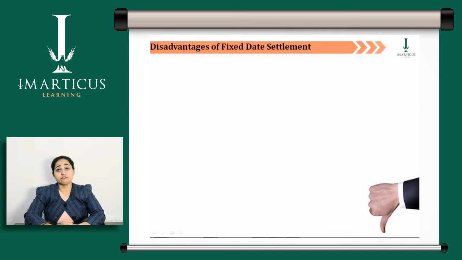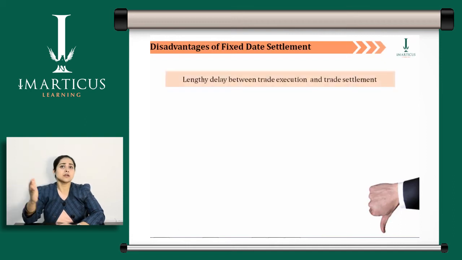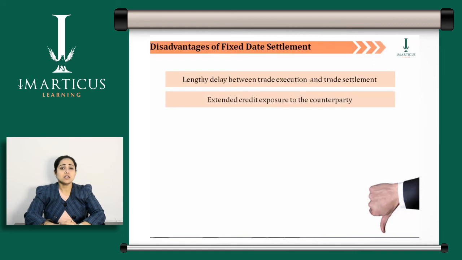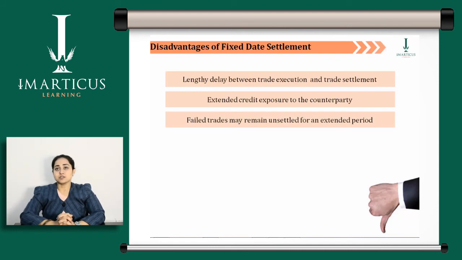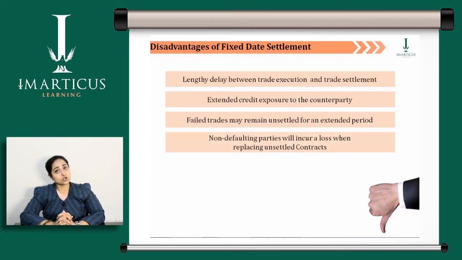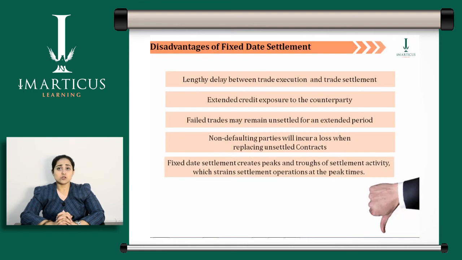Coming to the disadvantages of fixed settlement, there can be a lengthy delay between trade execution and trade settlement, meaning sellers do not receive prompt payment for their securities, and this results in extended credit exposure to the counterparty. Furthermore, failed trades cannot be represented for settlement until the settlement date at the end of the next account period. Hence, failed trades may remain unsettled for an extended period. It is also likely that there is a risk that the non-defaulting parties will incur a loss when replacing unsettled contracts. Moreover, a fixed date settlement creates peaks and troughs of settlement activity, which puts a strain on settlement operations at the peak times.